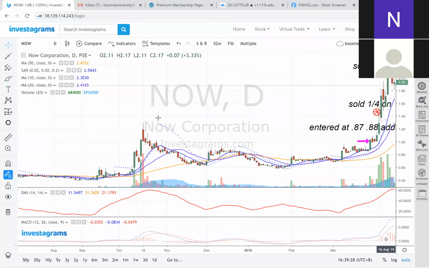This is a glimpse of the part that I teach. So here I added, boom, 105, add. First buy, second buy. Sold 1/4 here, sold 1/4 here. Riding it out, then sold all here. So this is trend following. Along the way, this is our 344% gain. While I was selling here, I sold here, trimmed, and sold all here.